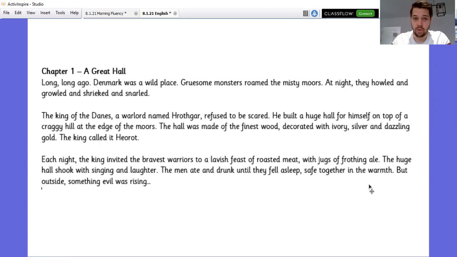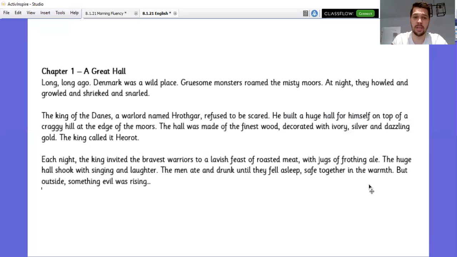Chapter 1, a great hall. Long, long ago, Denmark was a wild place. Gruesome monsters roamed the misty moors. At night, they howled and growled and shrieked and snarled. The king of the Danes, a warlord named Hrothgar, refused to be scared. He built a huge hall for himself on top of a craggy hill at the edge of the moors. The hall was made of the finest wood, decorated with ivory, silver, and dazzling gold.